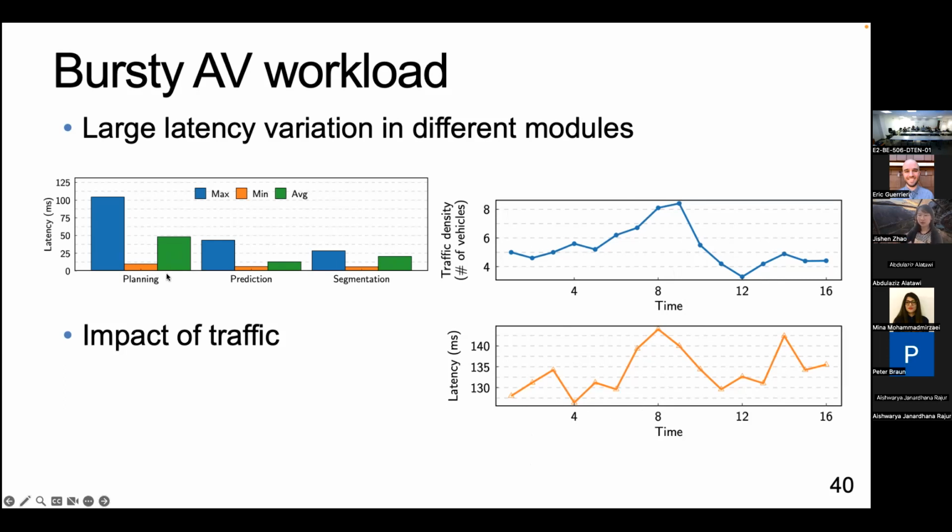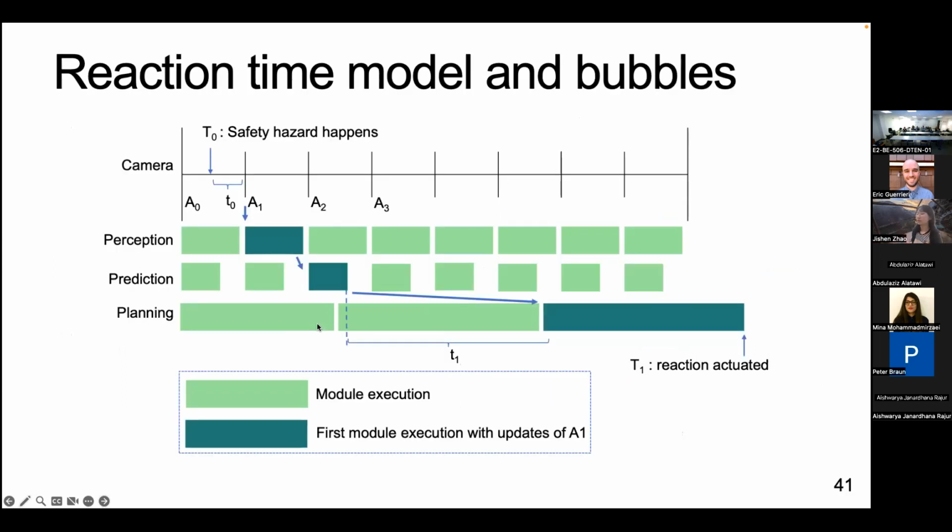The other thing is that we found the latency varies across different modules. This is the planning, this is prediction, and this is segmentation in the perception. As you can see, the average latency is very different, while the max latency is also different. The difference between the maximum latency and the average latency is relatively small in the planning module, while here it is bigger. So there's a lot of variation across different types of autonomous driving software tasks.